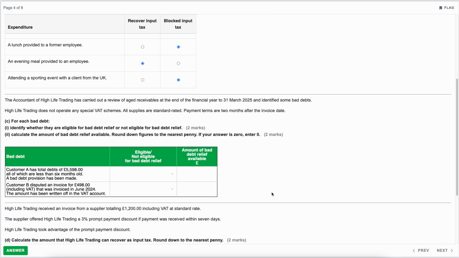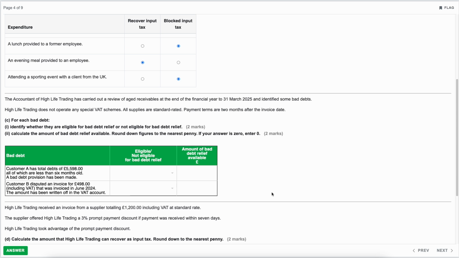Right then, moving down. The accountant of High Life Trading has carried out a review of aged receivables at the end of the financial year to the 31st of March 2025 and identified some bad debts. High Life Trading does not operate any special VAT schemes. All suppliers are standard rated and payment terms are 2 months after the invoice date.